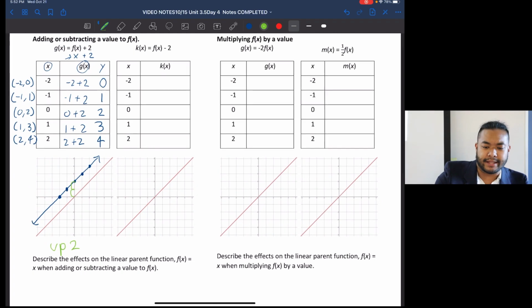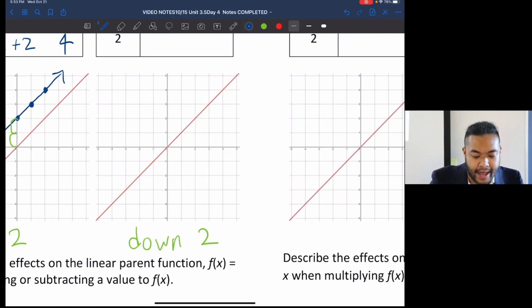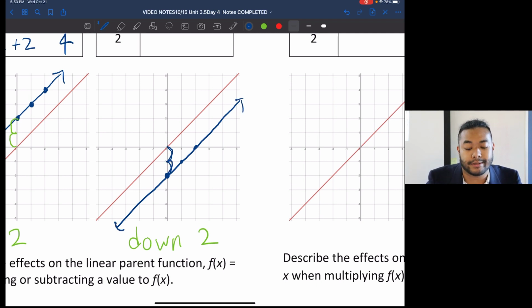So without even filling in this table, if I know that adding 2 moves us up 2, I can see that subtracting 2, well, that should move us down 2. So take my entire original red line, and just move it down 2. So now the slope is the same. I didn't change the slope, so it's still up 1 over 1, up 1 over 1. The same slope of that line, but I shifted the entire thing down 2 units. Okay.